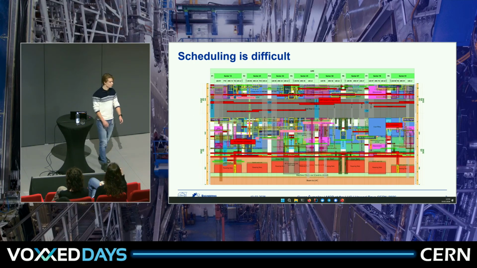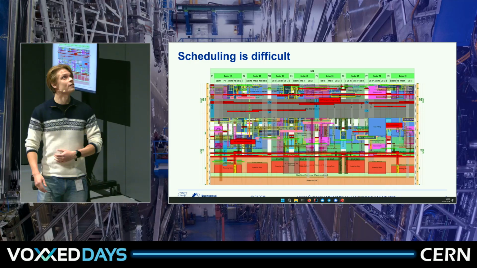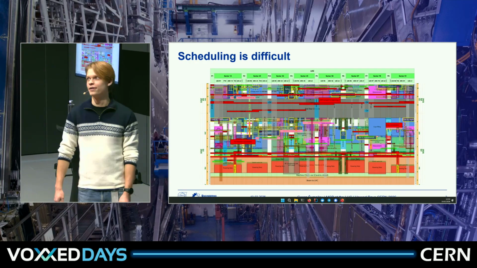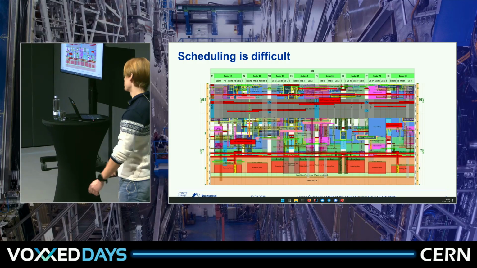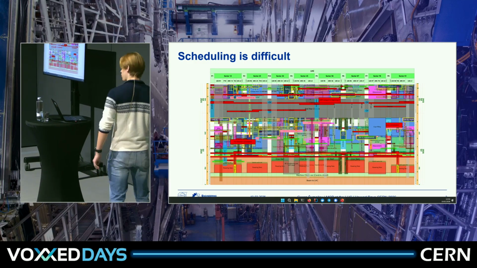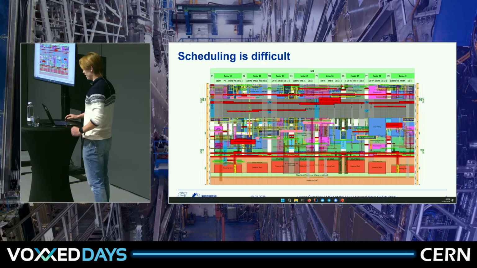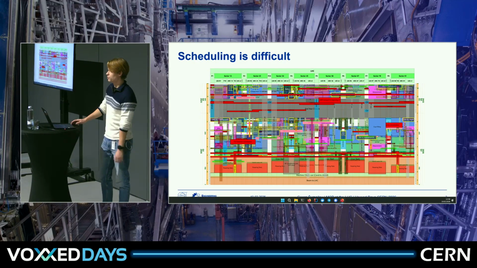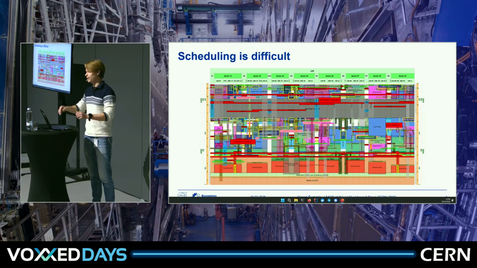Here in this wonderful image, you can see a linear planning for the year-end technical stop of the LHC. And you can really see that there's a lot of things going on, and a lot of activities are planned at different locations of the LHC.